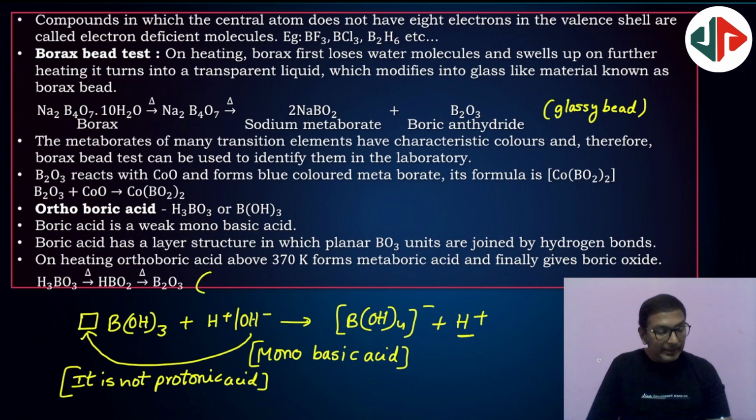Boric anhydride, or boric oxide. So boric acid on heating, first it gives metaboric acid, which on strong heating gives boric anhydride.